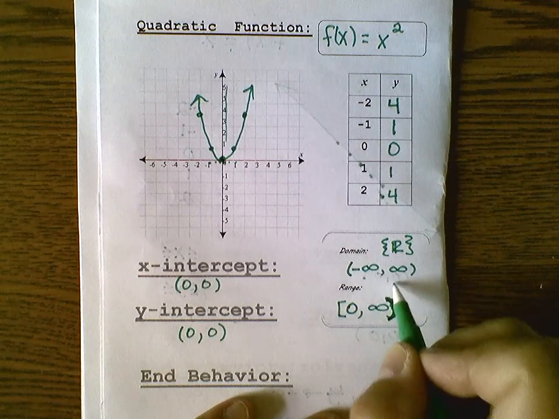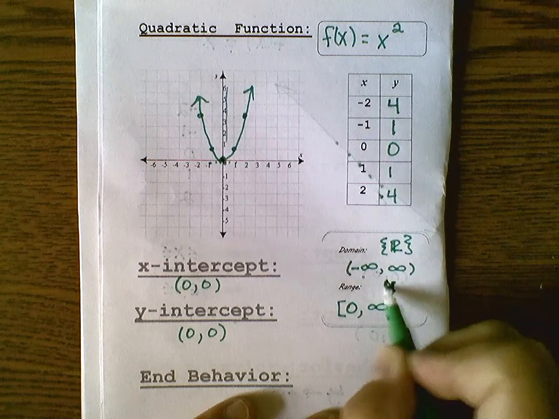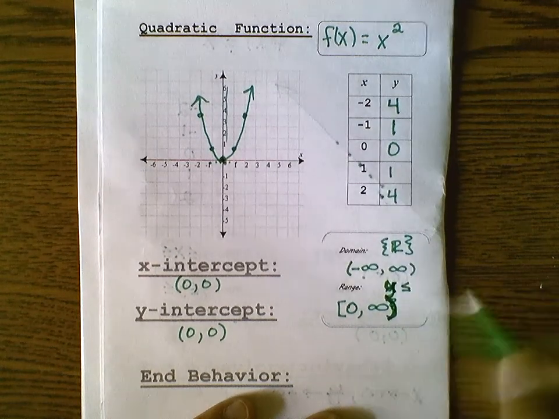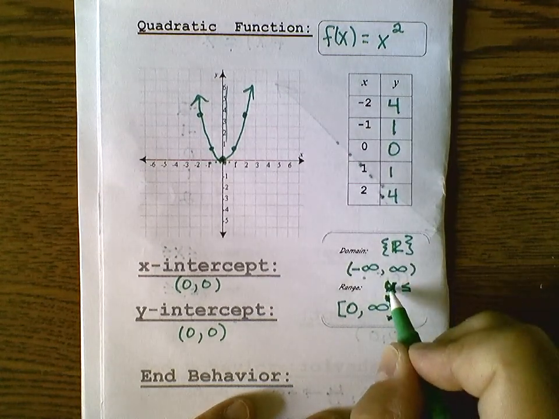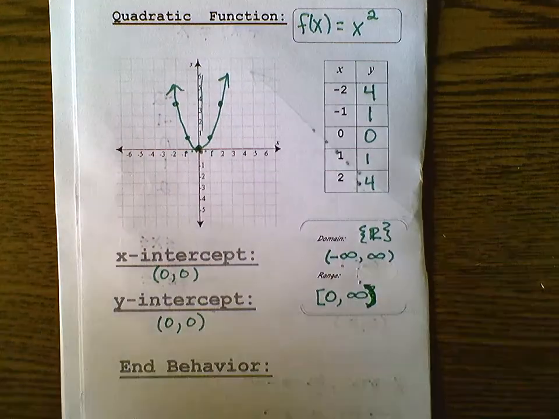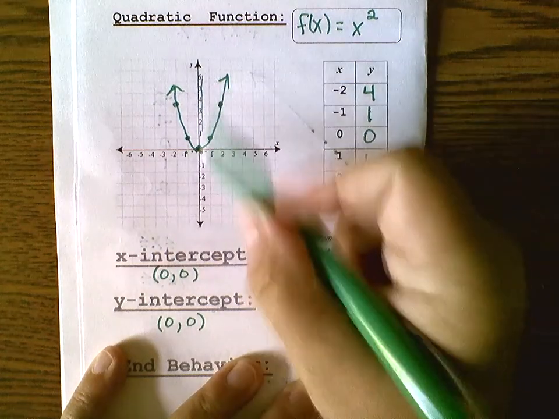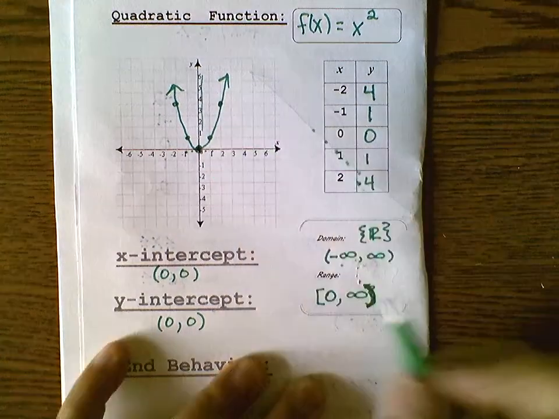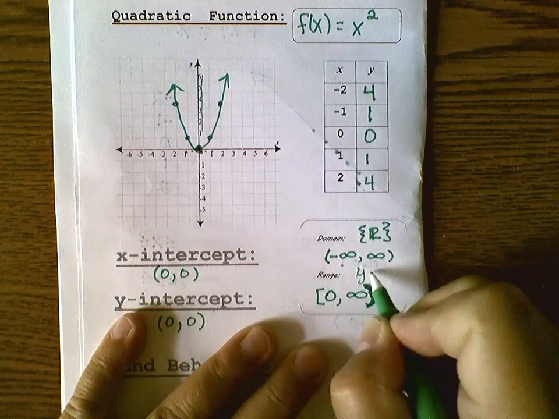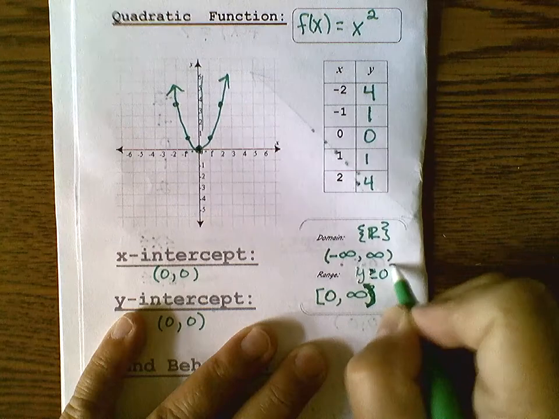And then in set notation, it's going to be y. I'll get into the groove, I promise. For set notation, it's going to be y, all y values greater than or equal to 0. So y is greater than or equal to 0.